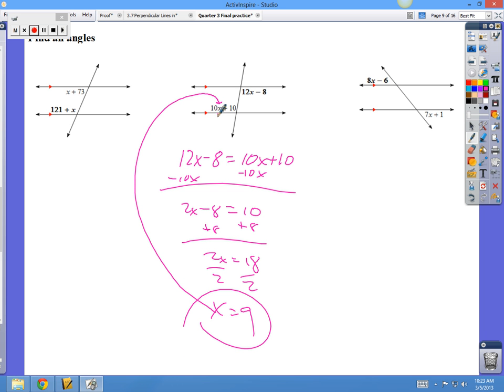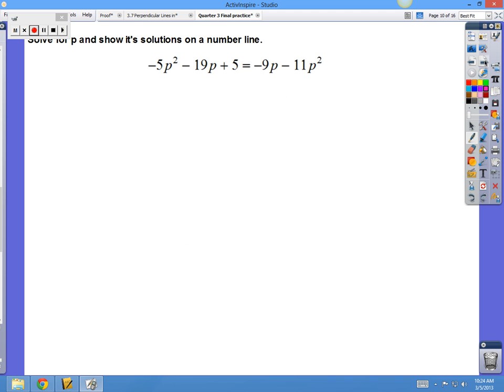Okay, now take 9, plug it in. 9 times 10 is 90 plus 10. That's a 100-degree angle. Plug it in here for 12 times 9. That's 108. Subtract 8. So that is 100. So that's 100, that's 100, that's 100, that's 100. And the rest will be 80, 80, 80, 80. Okay, that third one is exactly like the middle one, so you're on your own.